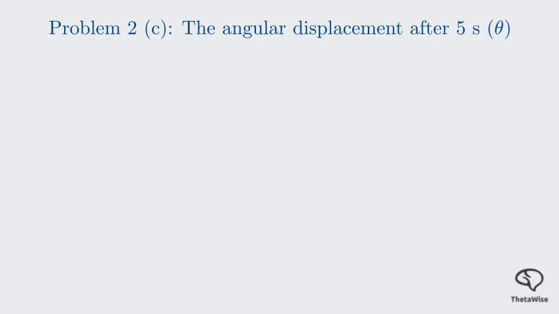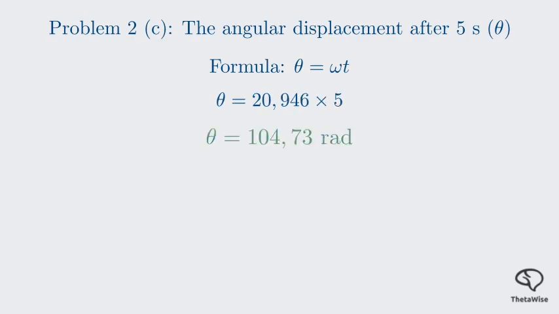We can calculate this using the angular velocity from Part B and the given time. The formula is theta equals omega times t. We have omega equals 20.946 radians per second and t equals 5 seconds. So theta equals 20.946 times 5. This gives us an angular displacement of 104.73 radians.